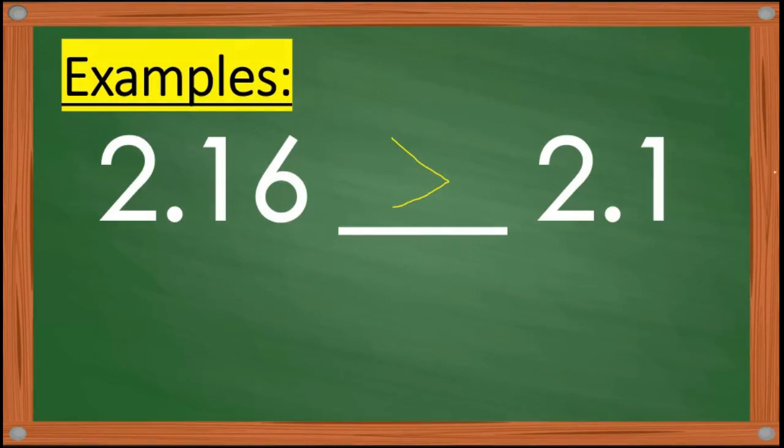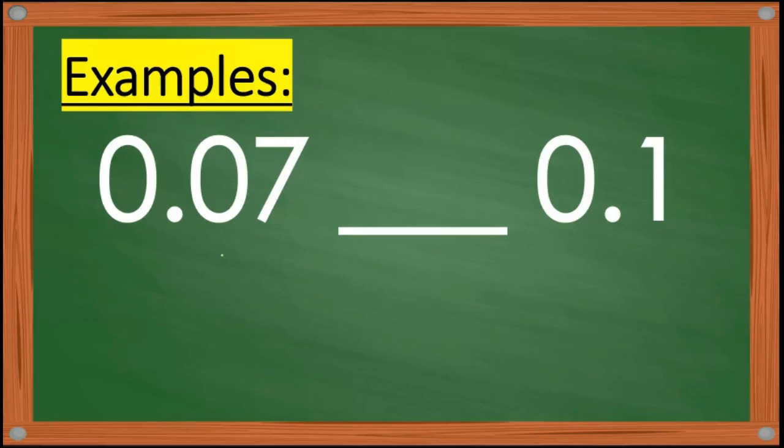Bakit wala pong number? Pag walang number, it is considered zero. So next example, so we have now 700ths and 1/10, 0.1. Compare natin yung number, yung katapat nito ay 1. So, ito ang sagot. Pag binasa natin yan, 700ths is less than 1/10.